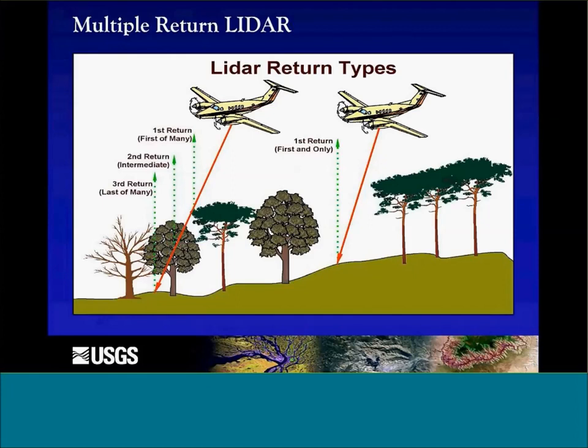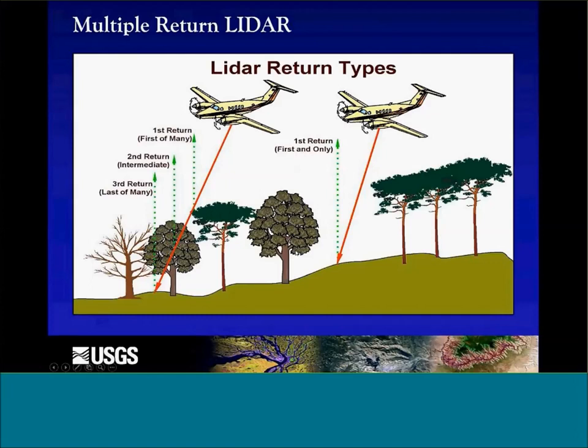LIDAR, again omitting the Geiger mode and single photon, those new technologies, almost always can collect multiple returns. A LIDAR laser pulse comes down, and a single pulse can bounce off of multiple objects. If it's hitting clear and open areas, we get one return, a first and only return. If it's over a vegetated area or catches the edges of buildings, we can get a first return, some intermediate returns, in this case a second return, and then a third return, which would be the last of many.